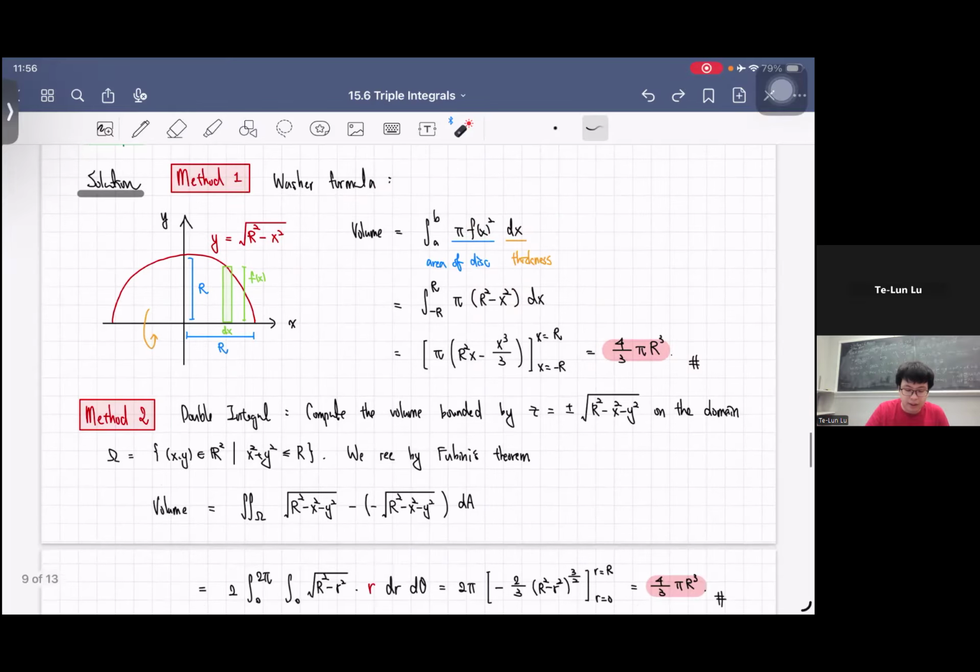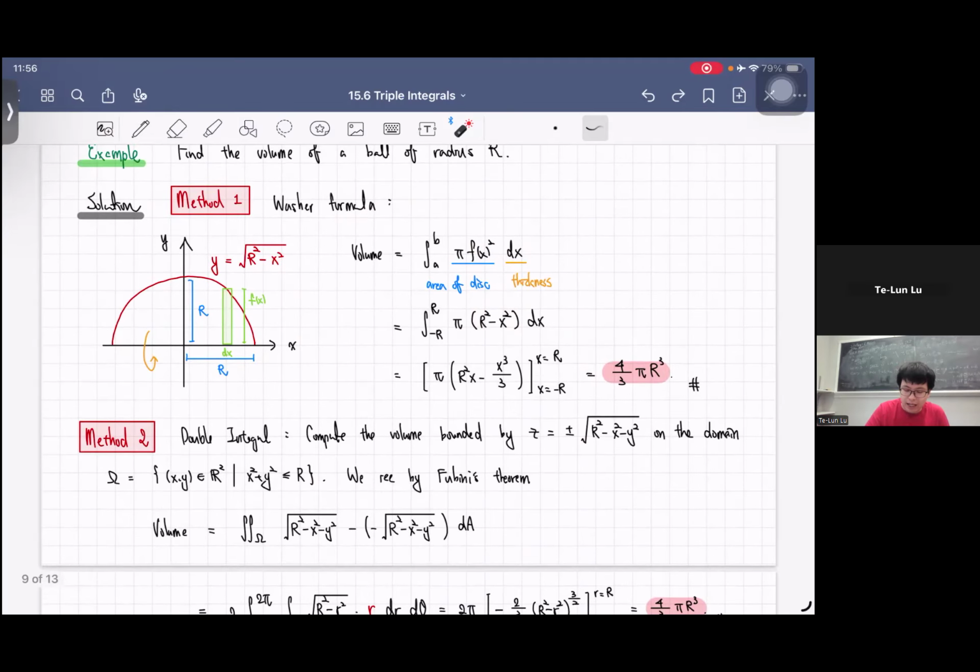Now we have the double integral technique. We can actually consider the ball bounded above by z equals square root of r squared minus x squared minus y squared, and the lower bound is square root of r squared minus x squared minus y squared taking negative value. So we basically integrate the upper domain and lower domain, and we subtract those two, where we integrate on the region of the xy plane, which is x squared plus y squared less than r squared. So that will give you the volume for the ball, right?